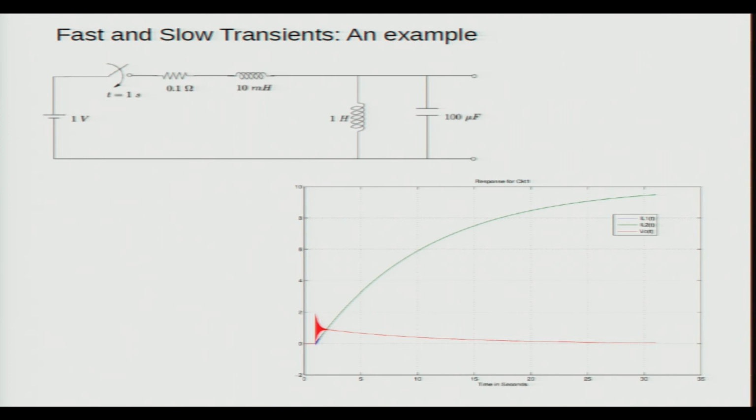In fact, in this circuit the natural response can be obtained by setting the denominator of the expression which you obtain for the steady state response to 0.